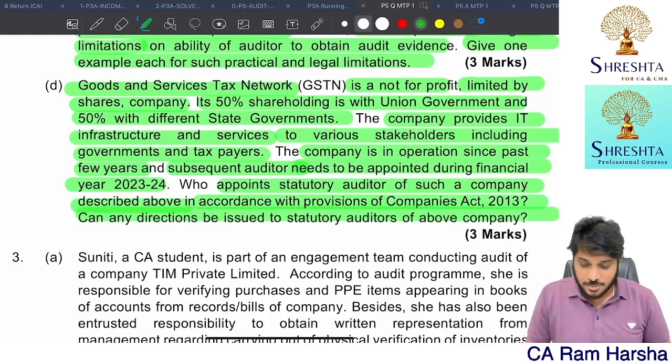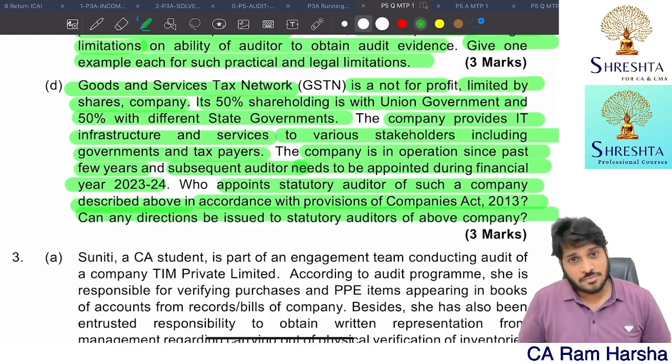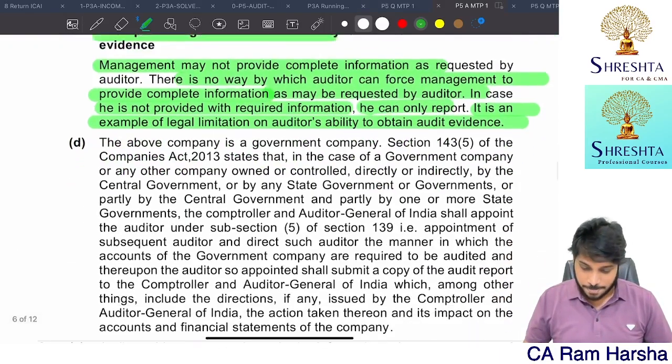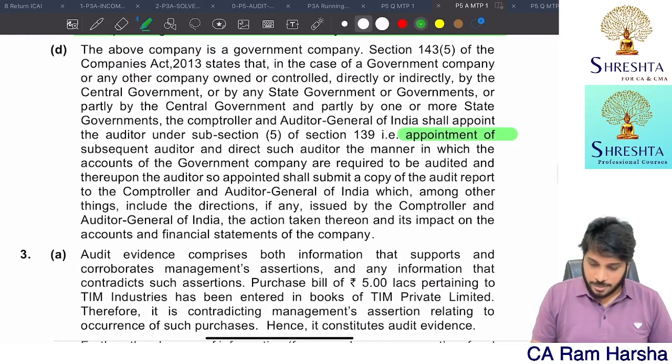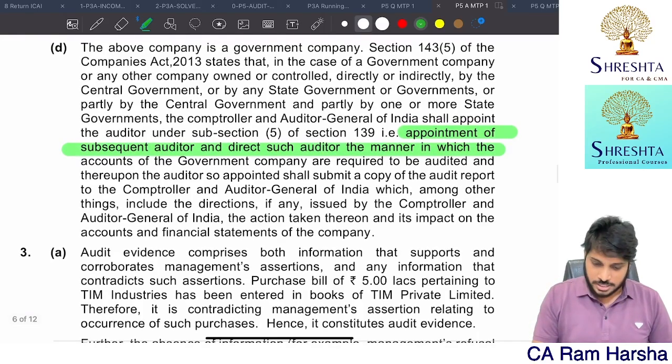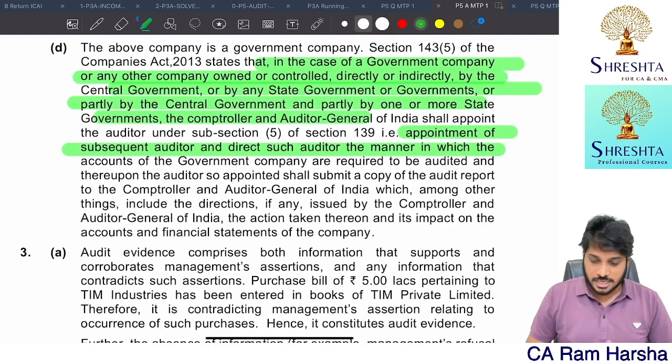Can any directions be issued to the statutory auditors of the company? Yes, C&AG can issue directions on what special areas are to be focused on. C&AG has the power to conduct supplementary audit and test audit also. You see here, appointment of subsequent auditor, C&AG can appoint, since it is a government company which is predominantly controlled by the government.